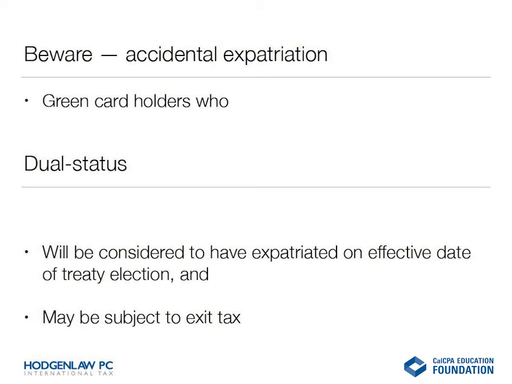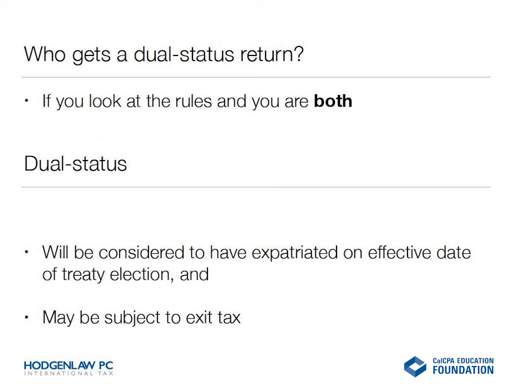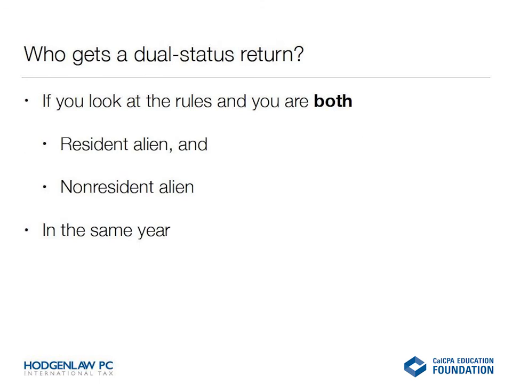So now that we've covered residency tests, we can talk about what it is that actually makes someone have a dual status tax year. And so, like I said before, if you look at the residency tests and you happen to be both a resident alien and a non-resident alien in the same year, then you would need to file a dual status tax return. So maybe the best way to illustrate this is to look at a couple examples.